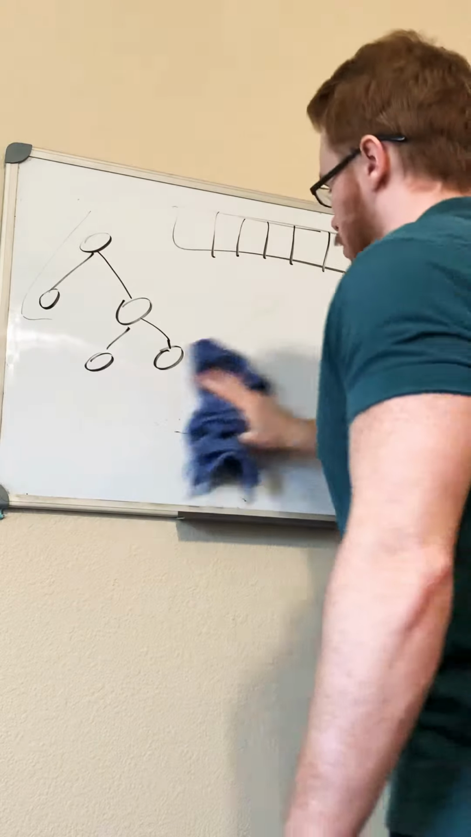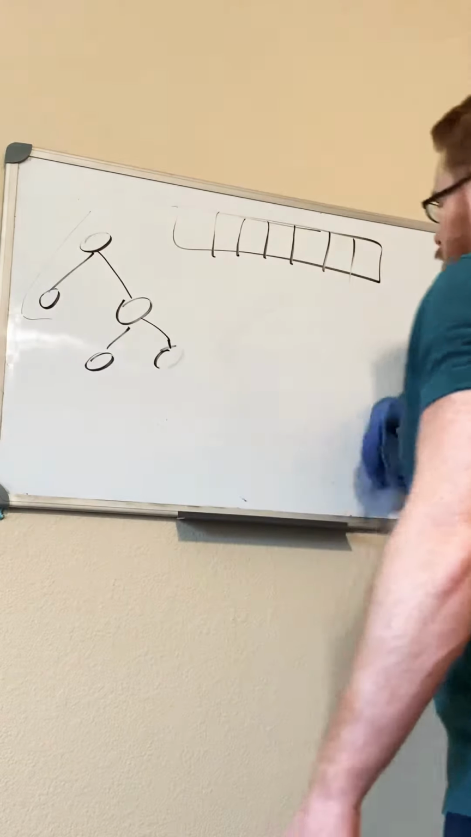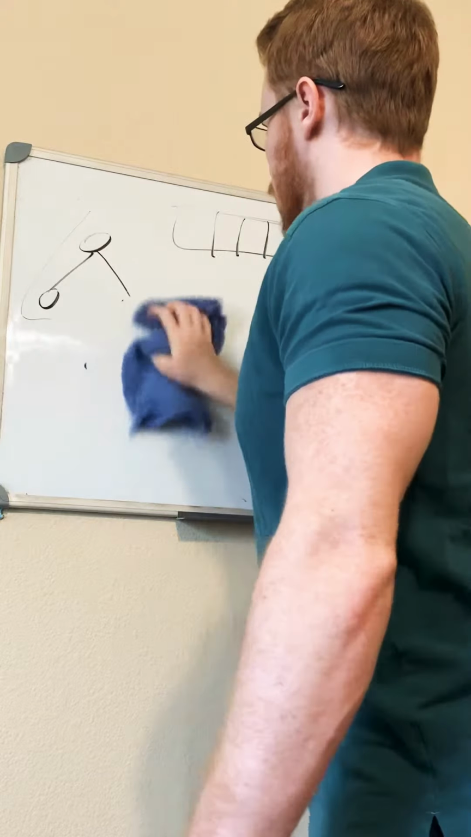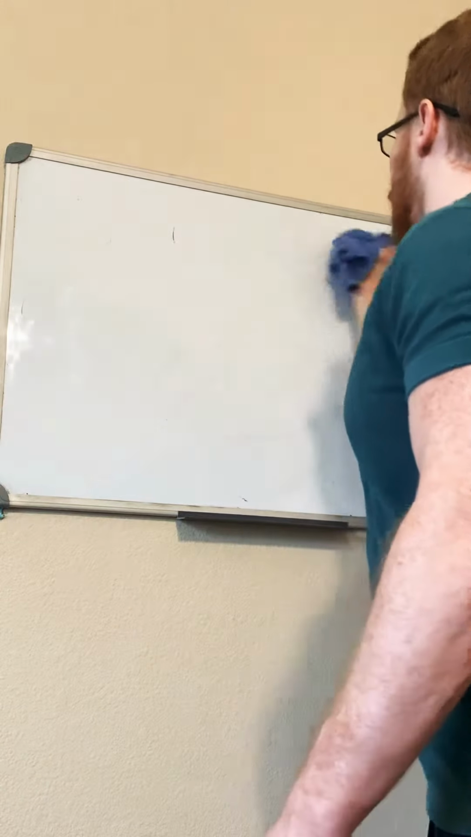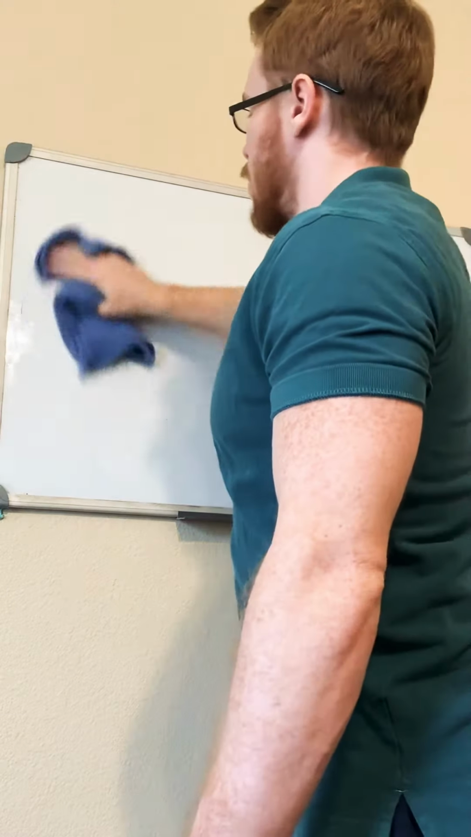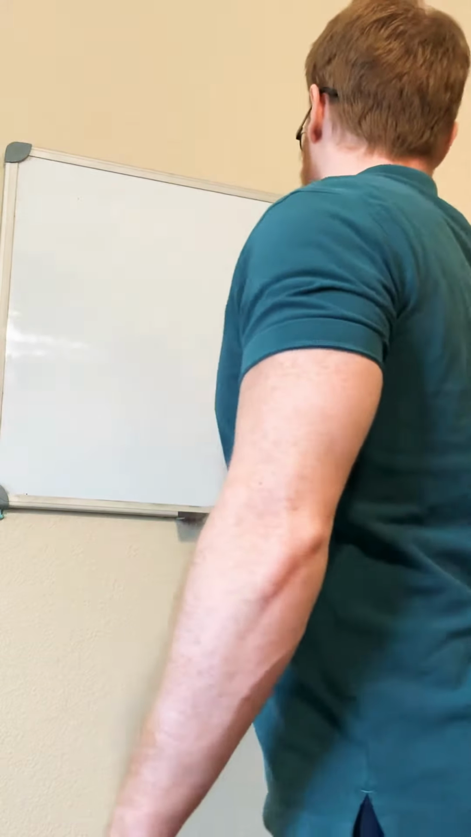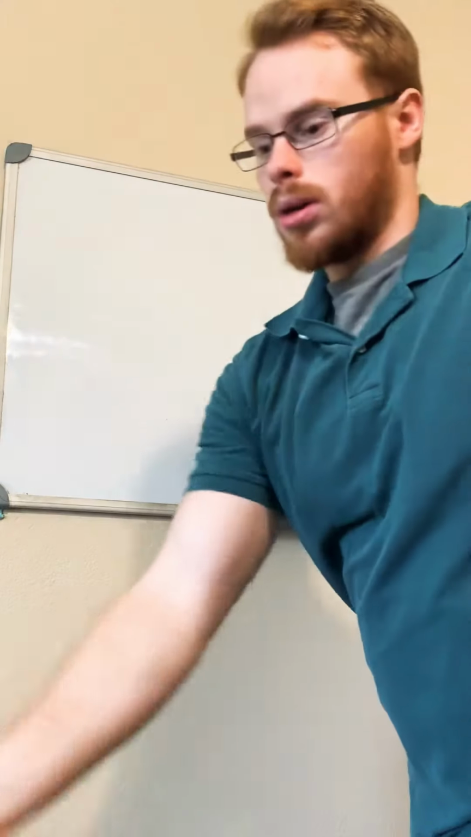Now a heap, you can either have min heaps or max heaps. And basically the difference between those two is just going to be the root node. Or not really the root node, but the min heap means the smallest value is going to be in the root node, and a max heap means the largest value is going to be in the root node.